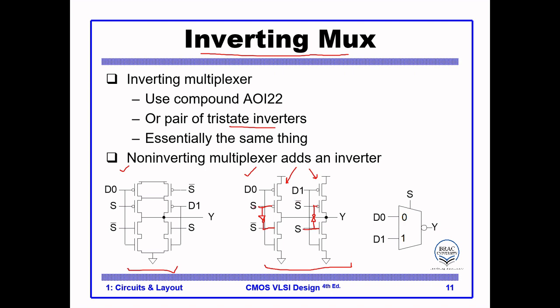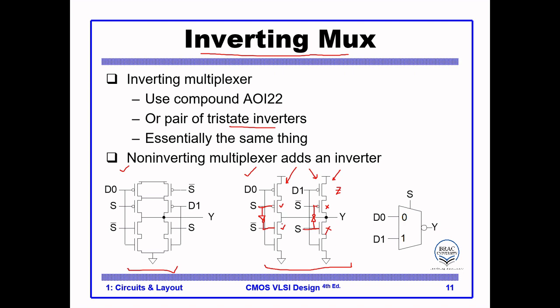So when our S is 0, then this PMOS will be on, and since S is 0, the inverted S will be 1, and thus the NMOS will be turned on. But if S is 0, this NMOS will be turned off, and this is 1, then this PMOS will also be off. So basically this portion here is in the Z state, meaning this output will be floating from this device.